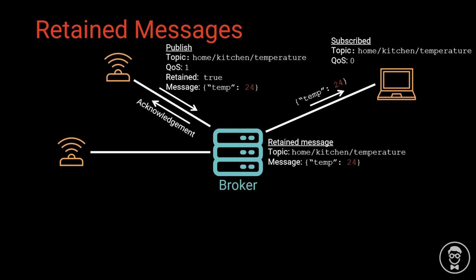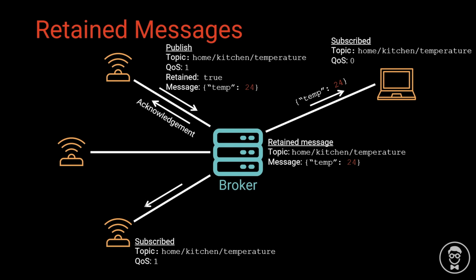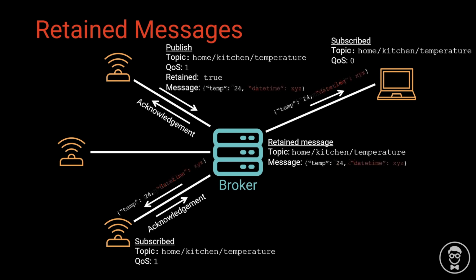A few minutes later, a new client connects to the broker and subscribes to the home/kitchen/temperature topic. The broker will immediately send this client the latest retained message for that topic, which is 24. Note that no date or timestamp is added to the message, so it's up to the publishing client to add such data, if it's important. Otherwise, new clients will not know when the retained message was originally collected and sent to the broker.